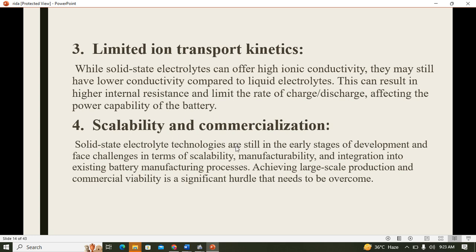Solid state electrolyte technology is still in the early stages of development and faces challenges in terms of scalability, manufacturability, and integration into existing battery manufacturing processes. Achieving large-scale production and commercial viability is a significant hurdle that needs to be overcome.